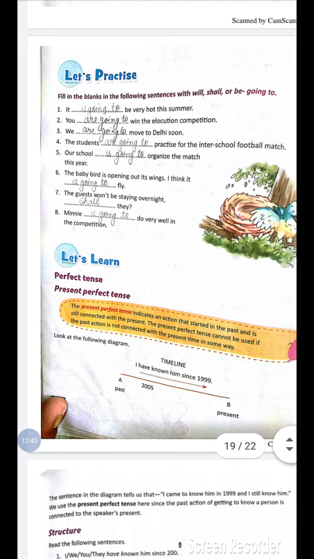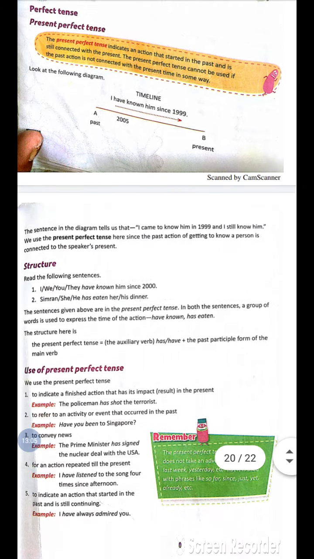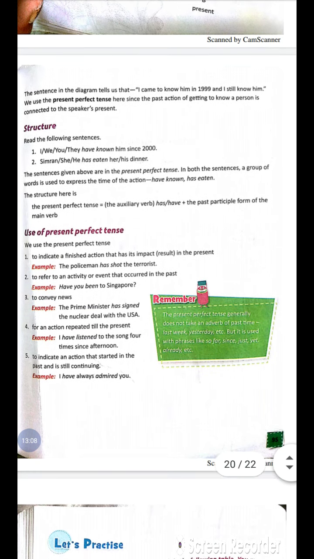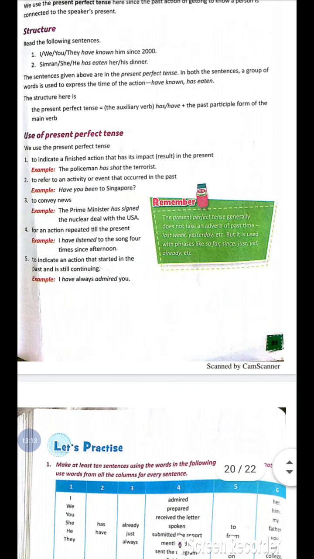So, next is present perfect tense. Present perfect tense indicates an action that started in the past and is still connecting with the present. The present perfect tense cannot be used if the past action is not connected with the present time in some way. So, uses of present perfect tense is to indicate a finished action that has its impact in the present. The policeman has shot the terrorist.